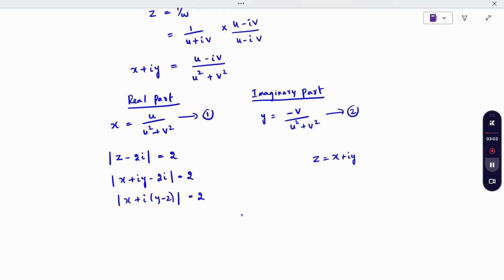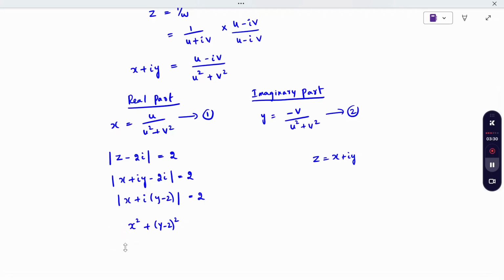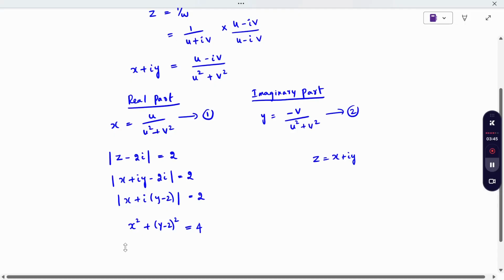Now to remove the modulus, we write it in terms of a square root, because this is in the z plane. So the square root of x squared plus y minus 2 the whole squared equals 2. The root will be removed: x squared plus y minus 2 the whole squared equals r squared, where r squared is a squared, which is nothing but 4.